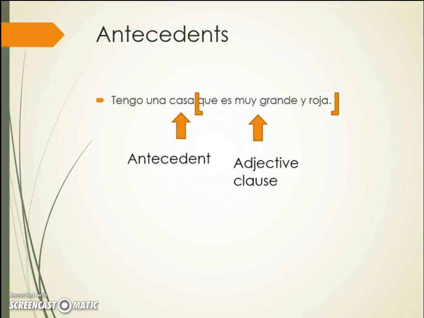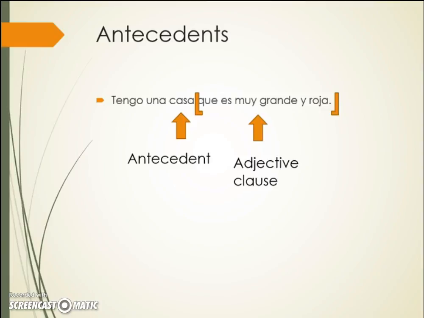So we have an adjective clause. It is also referred to as the subordinate clause. Our main clause is I have a house. The subordinate clause is that is very small and red. So that is a subordinate clause, an adjective clause. The antecedent is just the noun that is modified by the adjective clause.